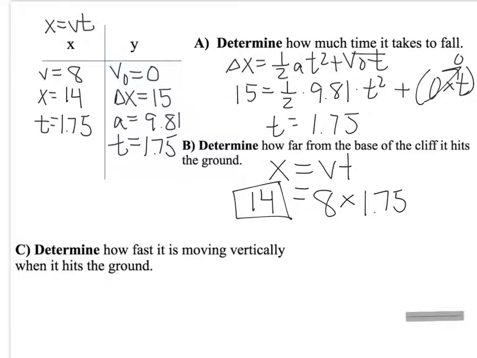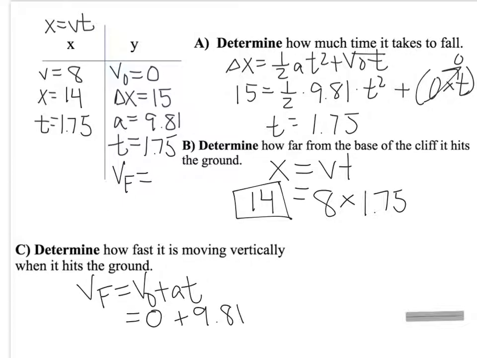The last one says how fast is it moving vertically, so it's asking me to solve for the final velocity. So I look at my acceleration formulas, and this formula jumps out at me. The final velocity is what we're going to solve for. The initial velocity, there was no initial vertical velocity, and my acceleration is 9.81 because it was free fall, and we solved for the time, 1.75, and you calculate that out, and we get a final velocity of 17.17 meters per second as it hits the ground.